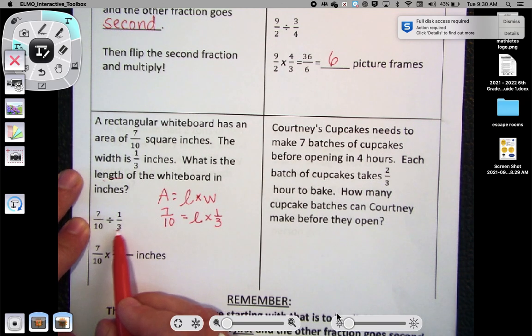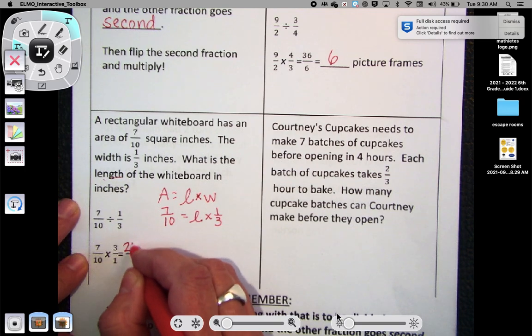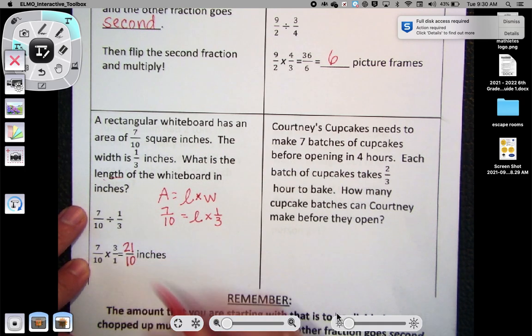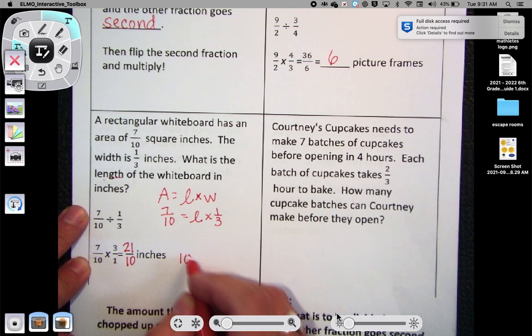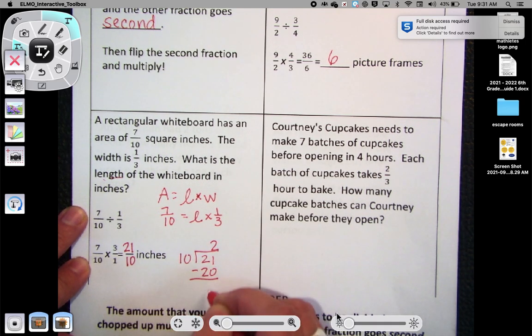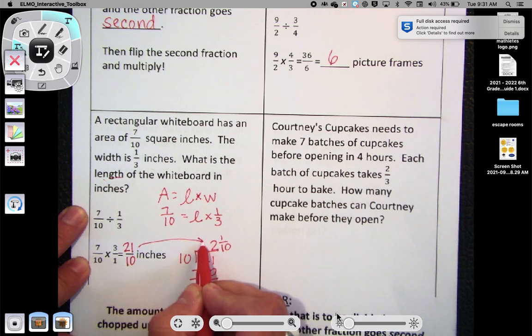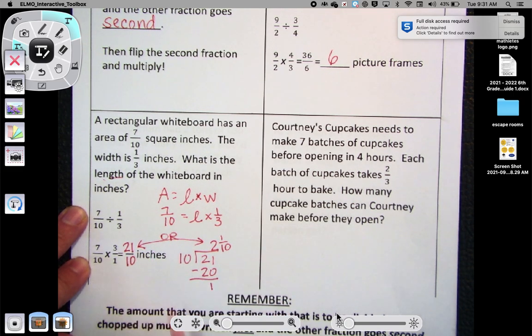Once we have our division problem set up, we simply flip the second fraction and multiply. 7 times 3 is 21. 10 times 1 is 10. Okay? You will see these problems again. If you see this as an answer choice, mark it. If not, we need to change this improper fraction into a mixed number. Put the remainder over the original denominator. So the answer will either be 21/10 or 2 and 1/10.